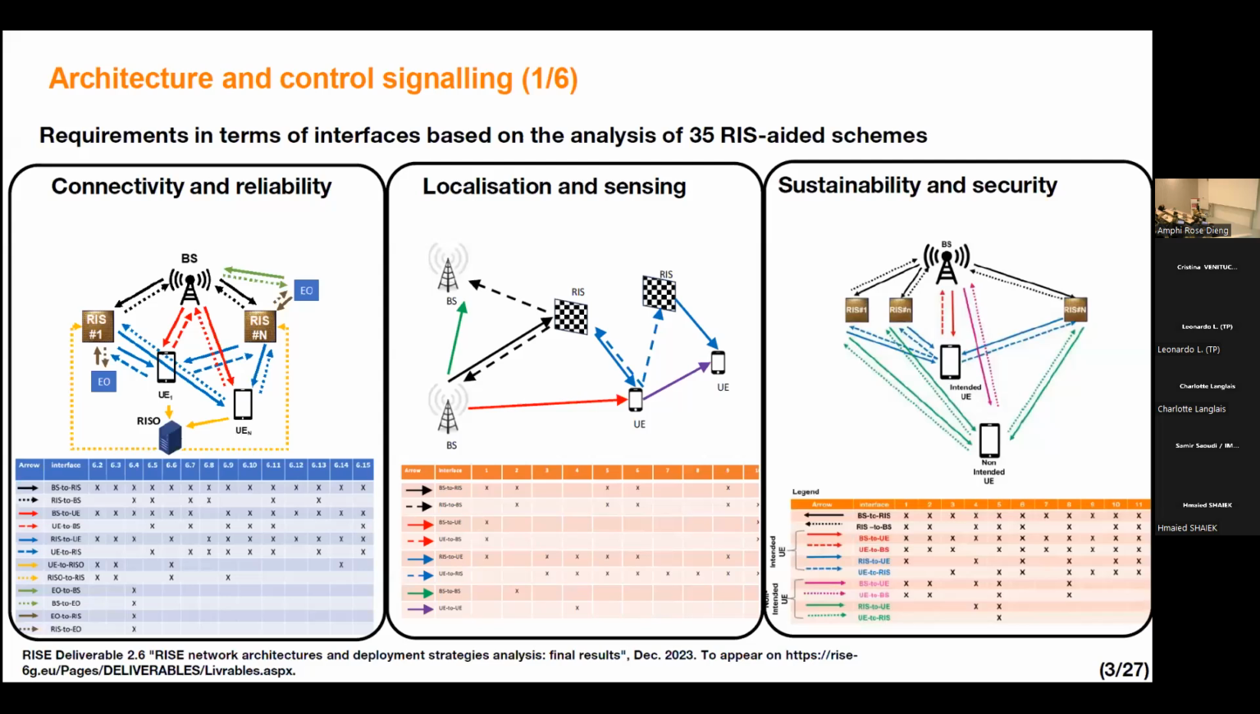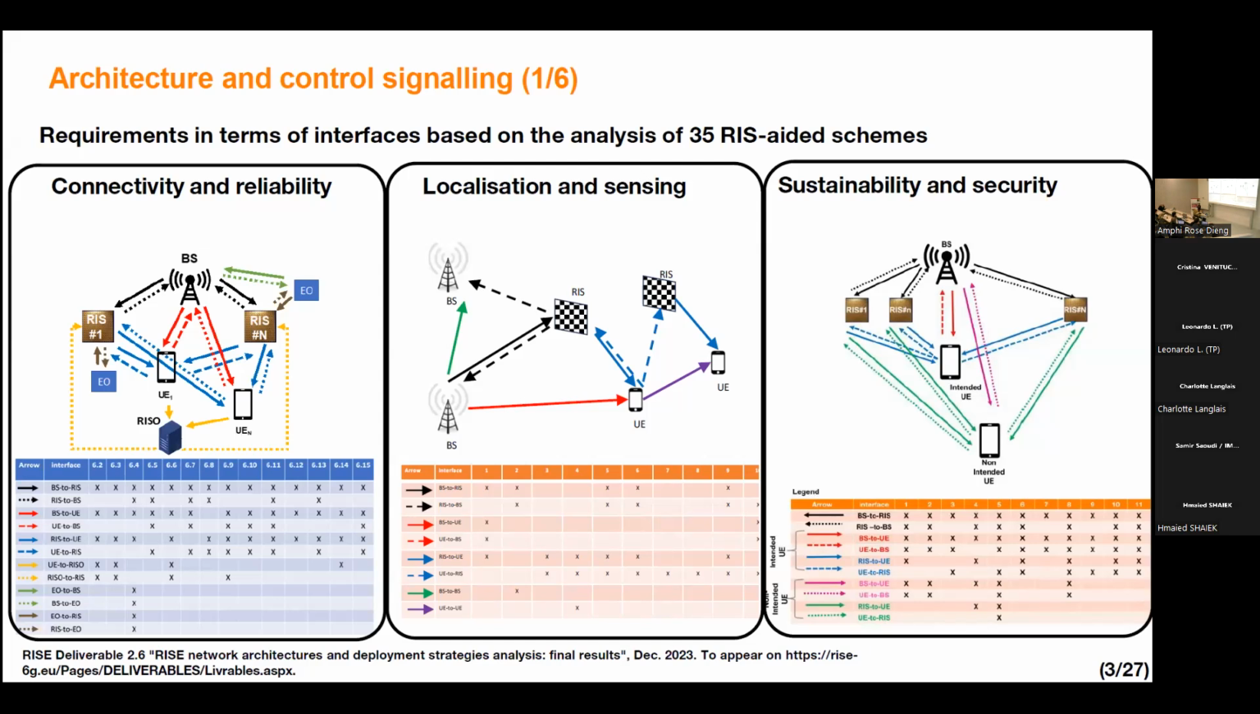And so the approach we have taken at the beginning, we were not converging. It was very complex. Too many possible solutions. So how do you deal with such kind of technologies? We followed a bottom-up approach. We looked at all the RIS-aided schemes proposed by all partners.